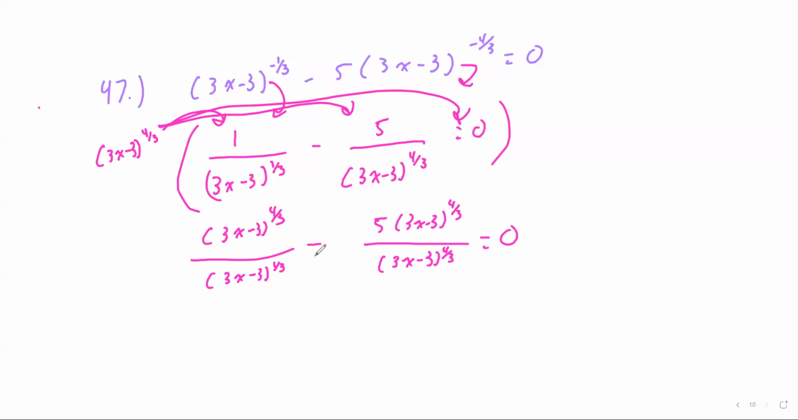I would have simplified as I went. These are technically now like bases in which I would subtract. 4/3 minus 1/3 is 3/3, which is just 1. So I got 3x minus 3 raised to the first power. And then these guys would cancel. So I'm left with 3x minus 3 minus 5.